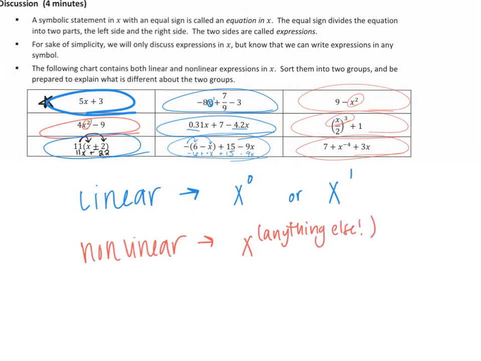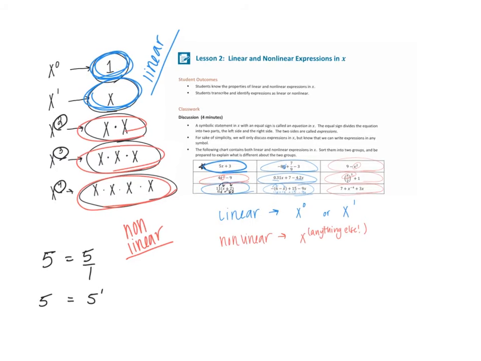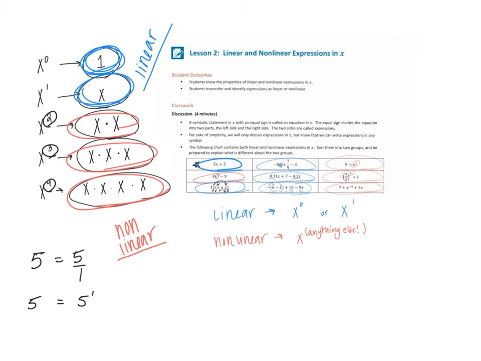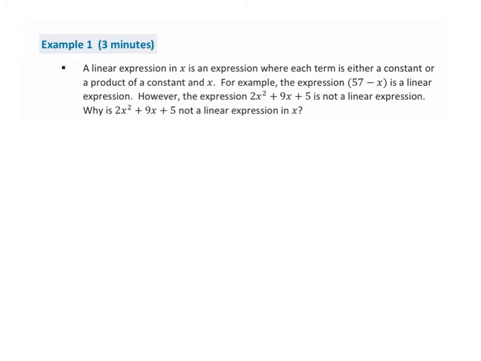Okay, so this is pretty much our lesson today, is figuring out, is this linear, is this non-linear? Pretty straightforward. All right, here's our first example. We're not going to do all of this right here. We're just going to start here. The expression 57 minus x is linear. We know this because the x has no exponents attached, so this is linear.